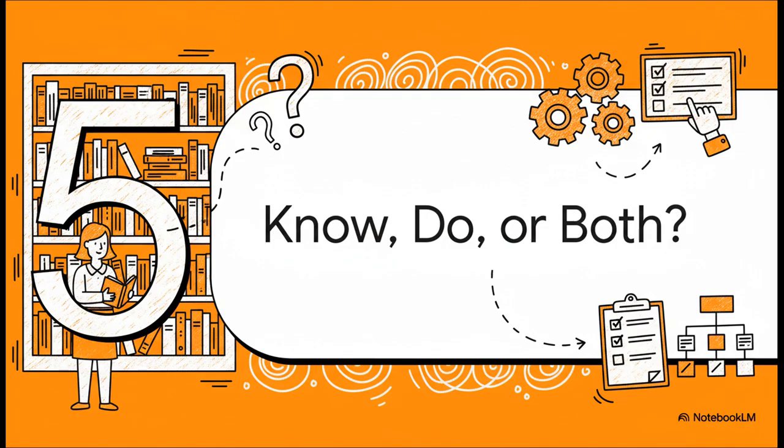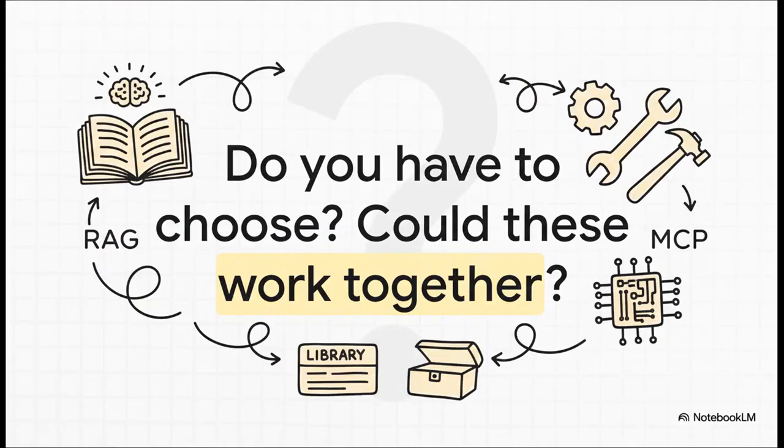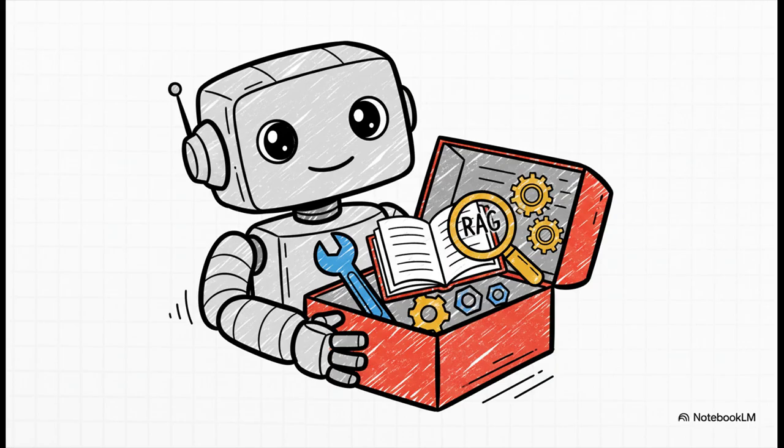This, of course, leads to a pretty big question. Do you really have to choose one or the other, or can our brilliant intern have both a library card and a toolkit? Oh, absolutely. The most powerful and sophisticated AI systems almost always need both. And what's really cool is how they can play together. An MCP agent, which is all about taking action, might realize that one of its best tools for answering a question is actually a RAG system that can search through all the company documents.